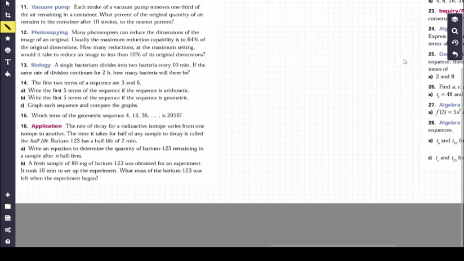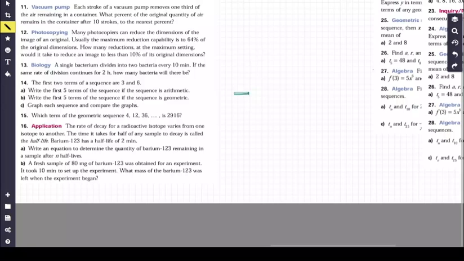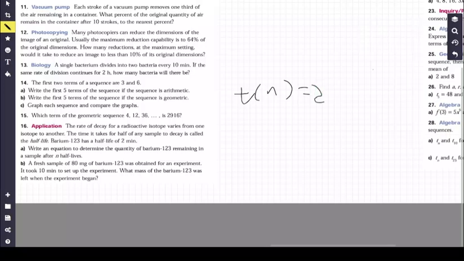Write an equation to determine the quantity of barium 123 remaining in a sample after n half-lives. Right away, let's do T at n, because time at n, which is any time, is going to equal. For the initial amount, let's still use A. That's the initial amount. So A, and then obviously it has every n.